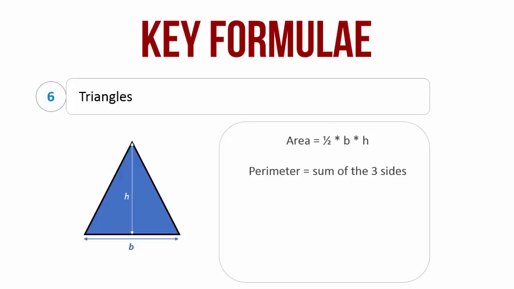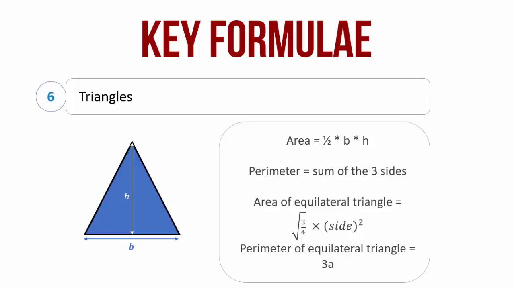Now there are different types of triangles. If the three sides are of different lengths, the triangle is said to be a scalene triangle. If two sides are the same length and the third side is of a different length, the triangle is said to be isosceles. If all the three sides are the same length, the triangle is said to be equilateral. If the triangle is equilateral, the area of that triangle shall be root 3 by 4 times the square of one side. And the perimeter of that equilateral triangle shall be 3 times the length of the side.